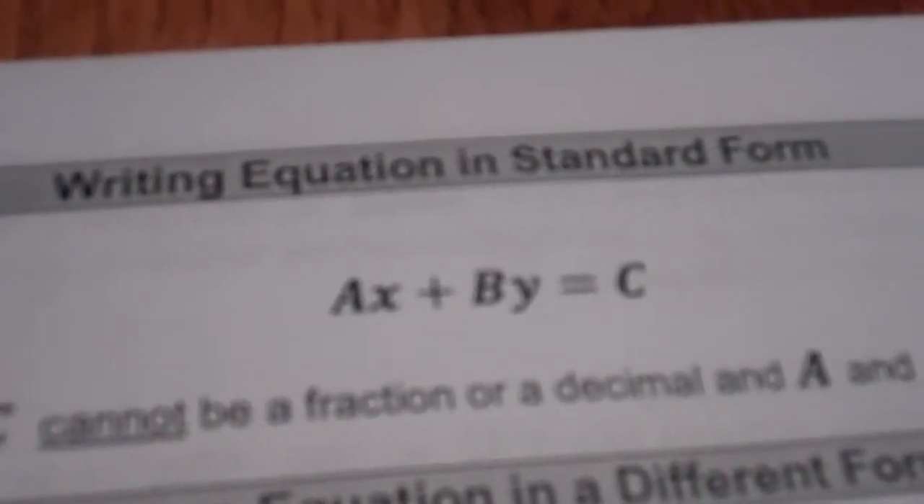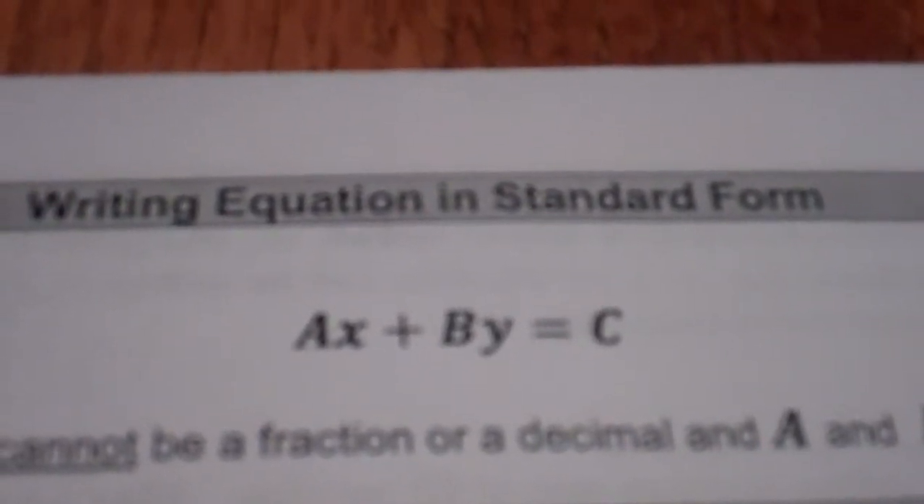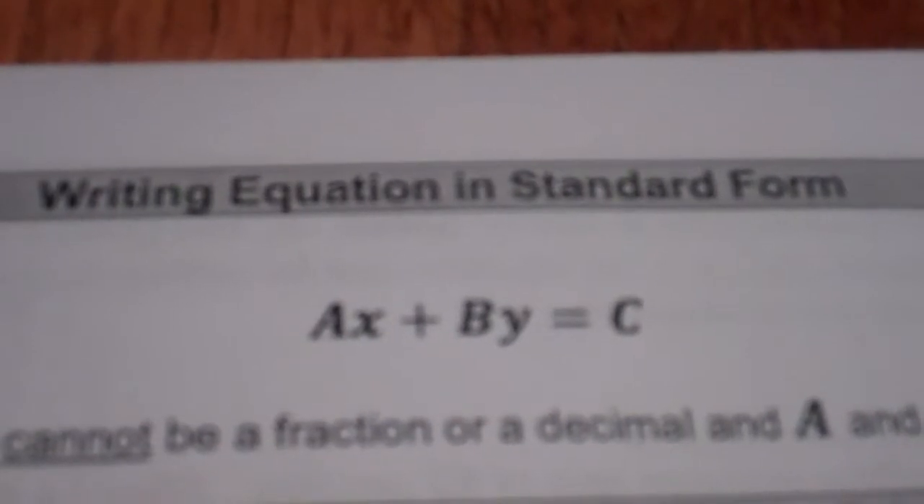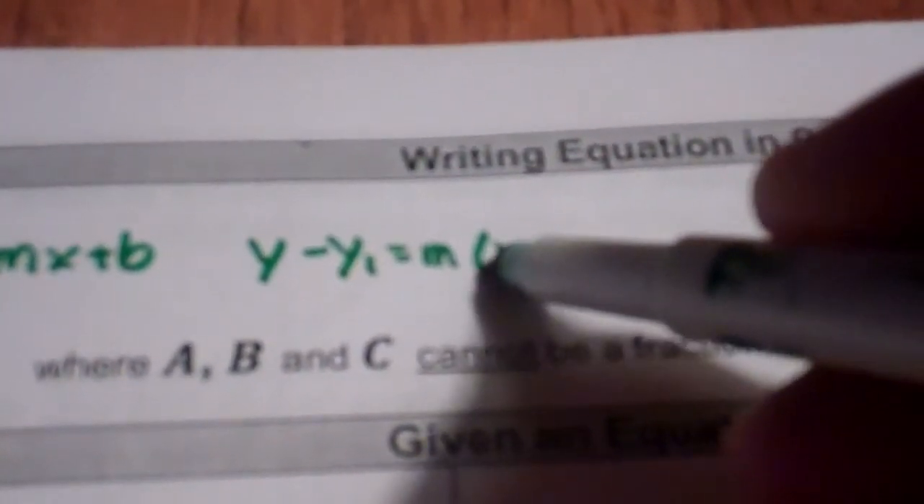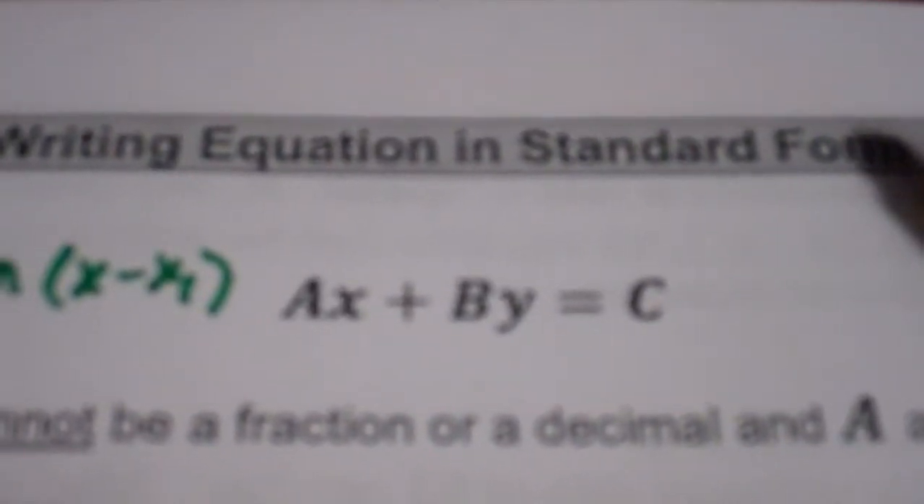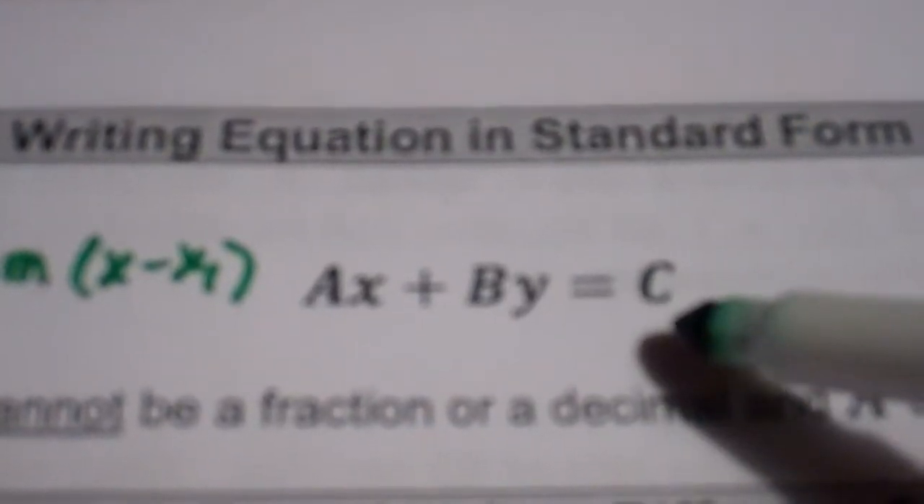Hello, we're back. Today we're going to write equations in standard form. It is the third of the three forms of lines that we're going to learn. The first one, remember, was slope-intercept, y equals mx plus b. The second one we learned was point slope, y minus y1 equals the slope, x minus x1. And now the third, standard form, is when you have ax plus by equals c.